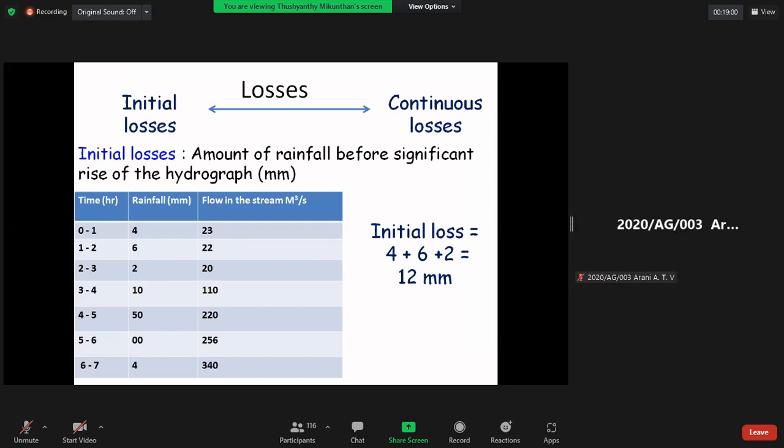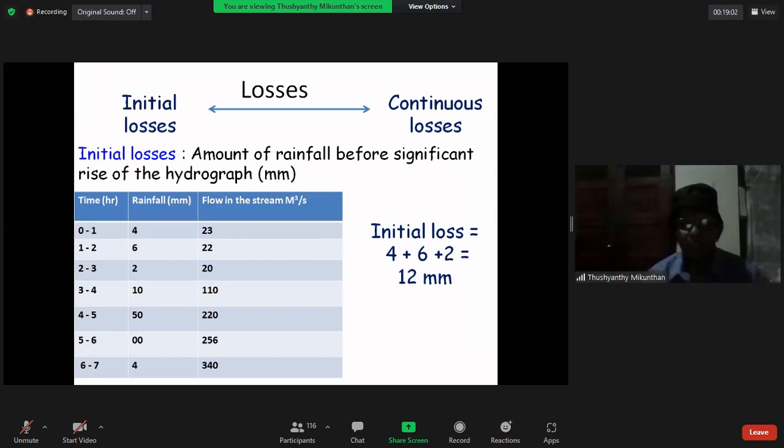Usually in a hydrograph question, the first question is to calculate the initial loss. So you write the definition: the amount of rainfall before the significant rise of the hydrograph. Then write 4 plus 6 plus 2, 12 millimeter.